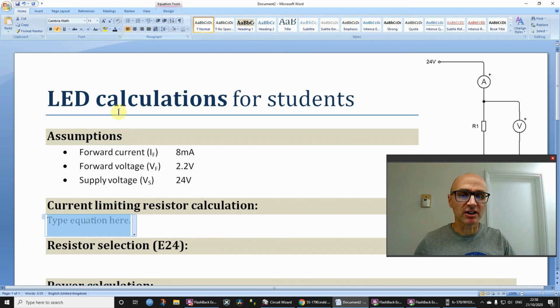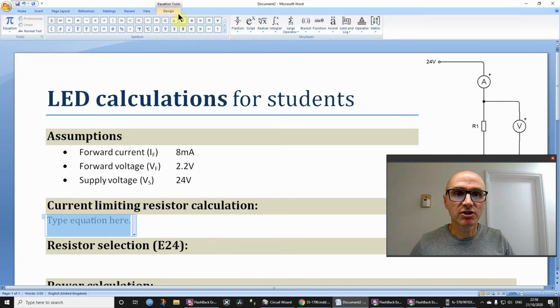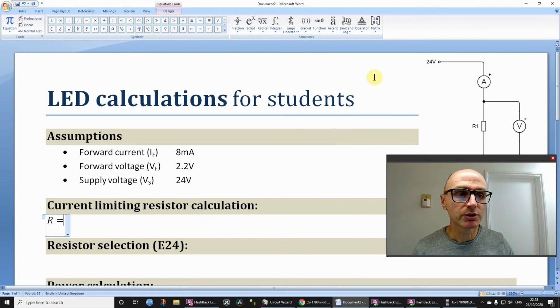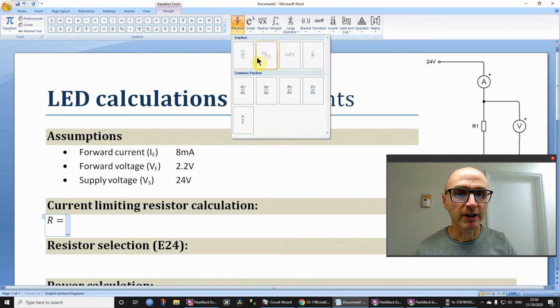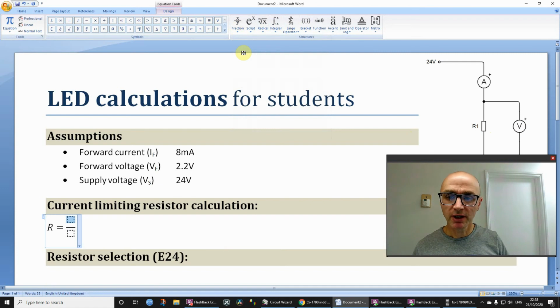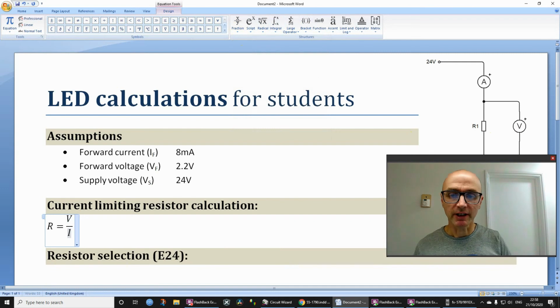So that's left aligned because that's just where I want it, but you might not actually want it left aligned. Make sure that you're still in Equation Tools Design, and we want to calculate the resistance, don't we? So I'm going to say R equals, and Ohm's law says that R equals, let's do this as a fraction, R equals V over I. Okay, that's the general Ohm's law. R equals V over I, V equals IR, or however you want to express it.